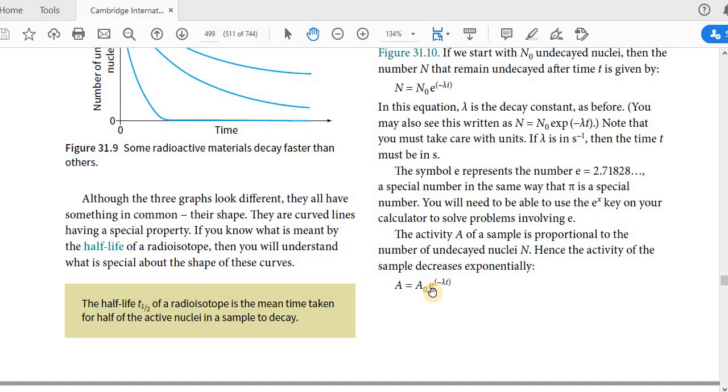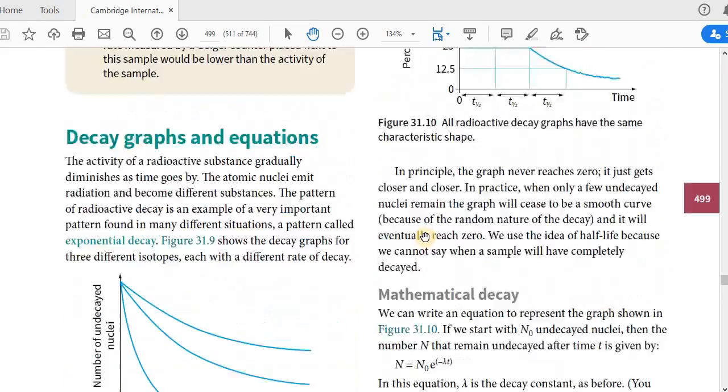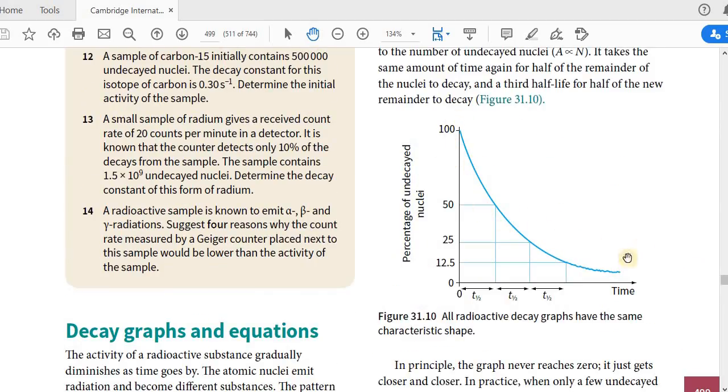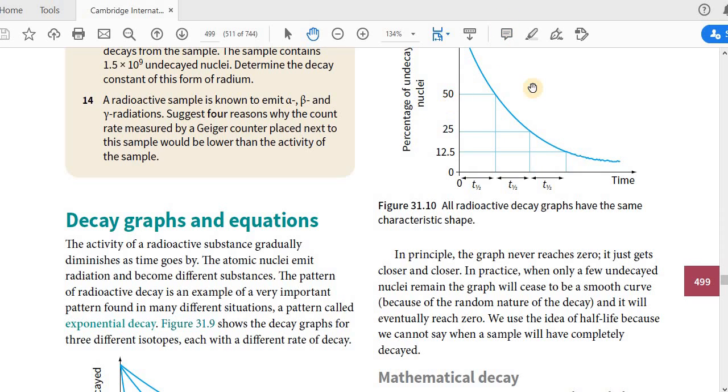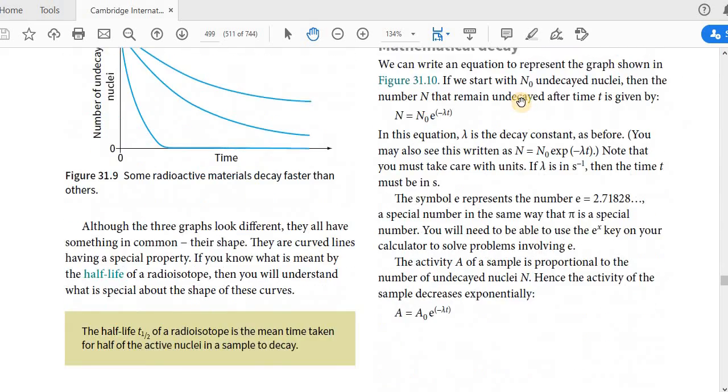Now why is it exponential? Because e is positive, and the power is a negative power. Lambda is positive, t is positive, but the power is negative. That means if you plot a graph of A versus t, it will be an exponential decay. By the way, here it's smooth, but here it looks like this because, as explained here, when only a few undecayed nuclei remain, the graph will cease to be a smooth curve because of the random nature of the decay, and finally the graph will come to zero because all the nuclei have decayed. So these two equations are also very important.